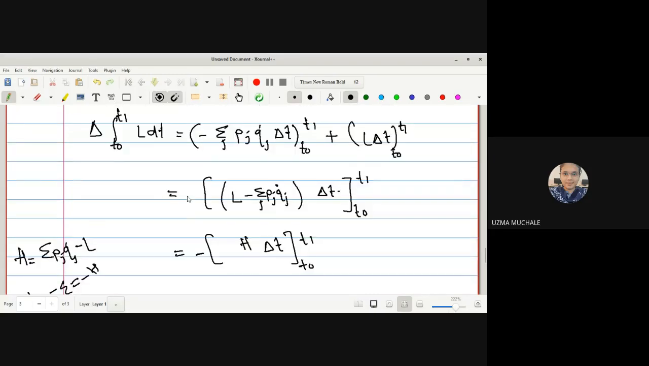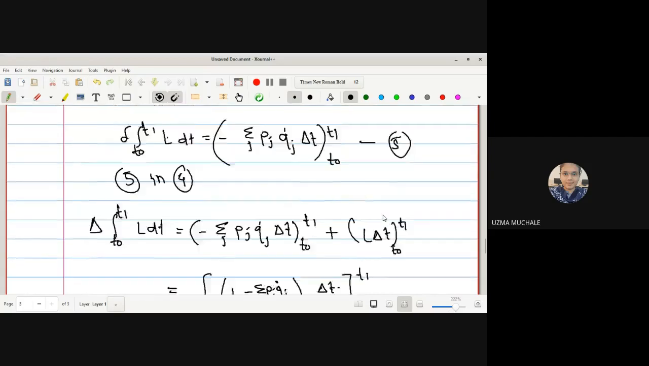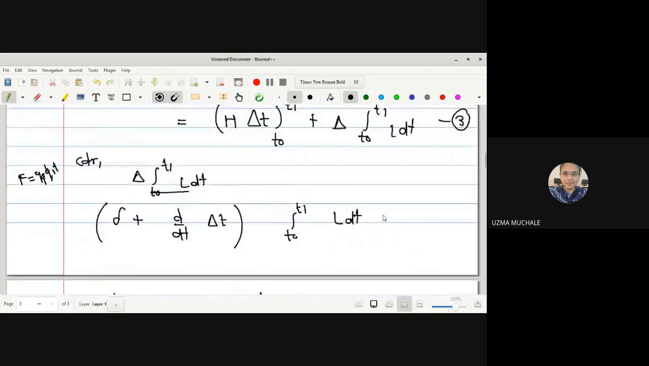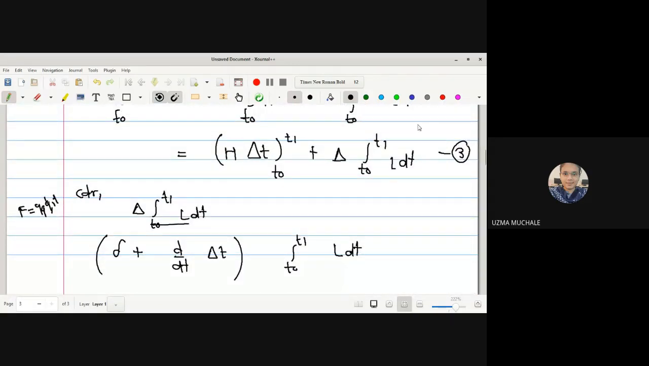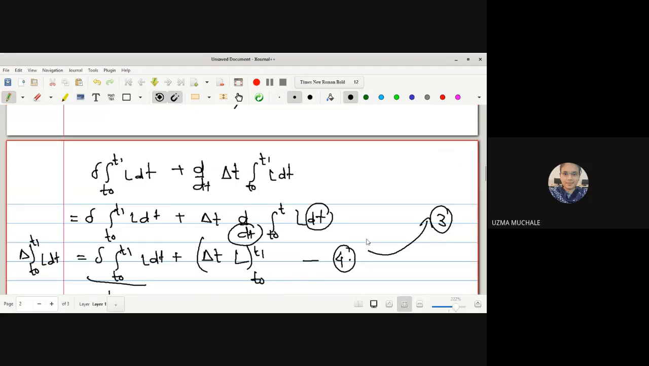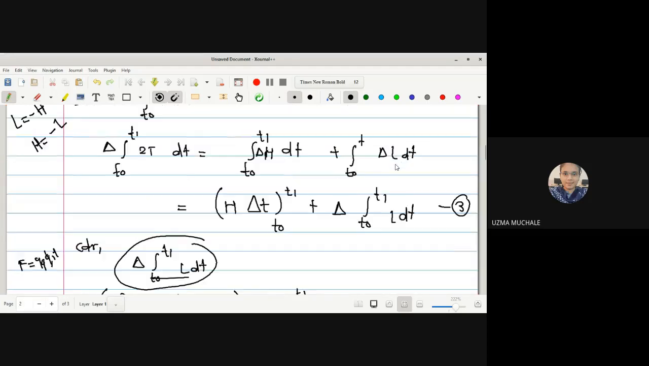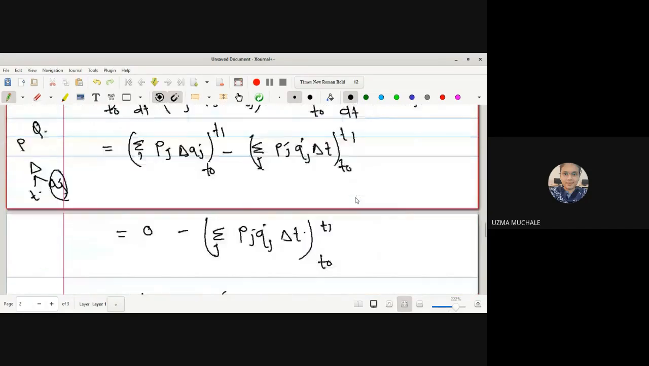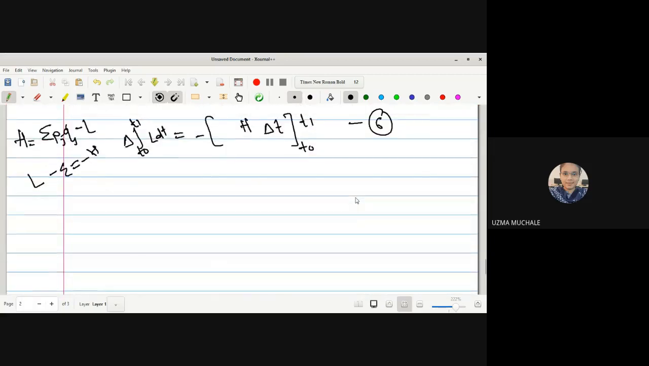So we have obtained the value of capital delta integration t naught to t1 L dt. Let us substitute this equation 6 in our equation 3. We did this, correct? Here we have to put it up. We found out this value, this value we have evaluated from equation 4. After solving equation 4, we have to put it back in equation 3. So substituting this in our equation 3, we get the result.